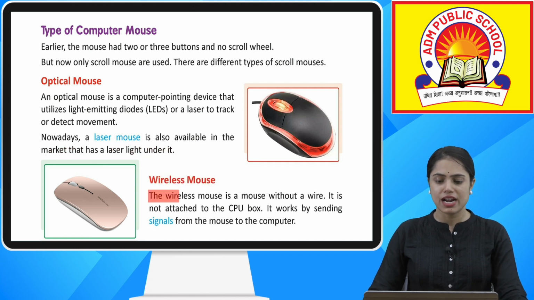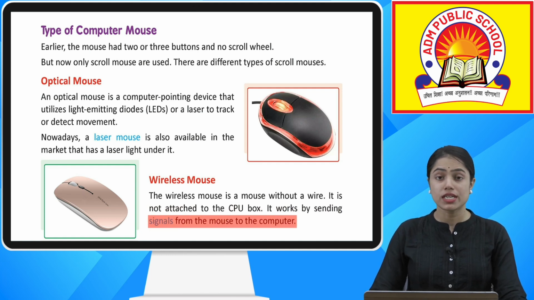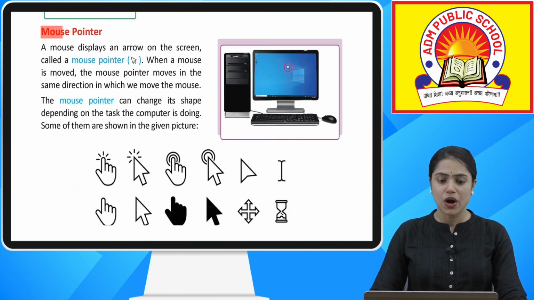Wireless mouse. The wireless mouse is a mouse without a wire. It is not attached to the CPU box. It works by sending signals from the mouse to the computer. So children, what is a wireless mouse? It is not connected to the CPU box. It is wireless.